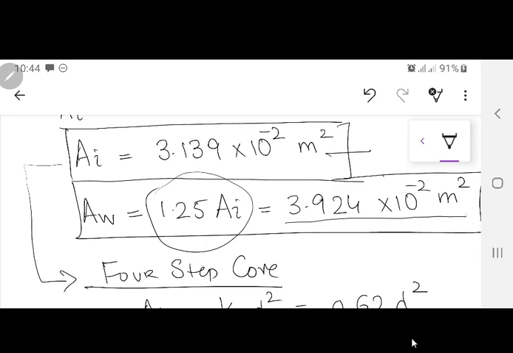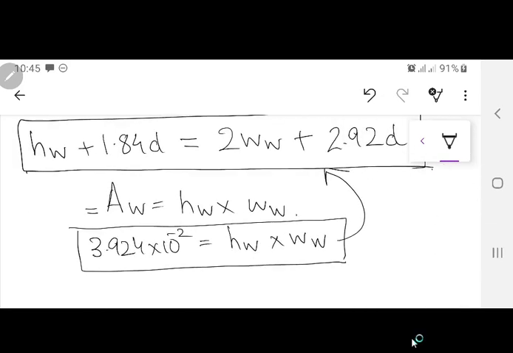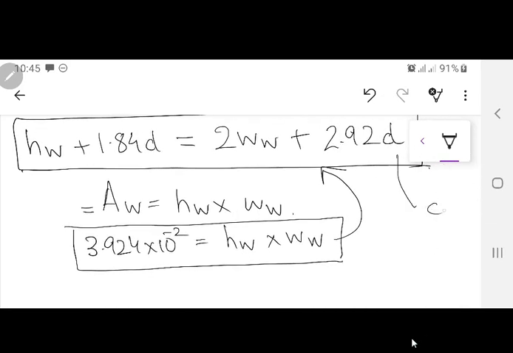So what I have now got is this first relation, you can call it equation number C, and this is equation number D. Take out either HW or WW, put it inside the first relation, and from here you can find out WW or HW. Just do it now.